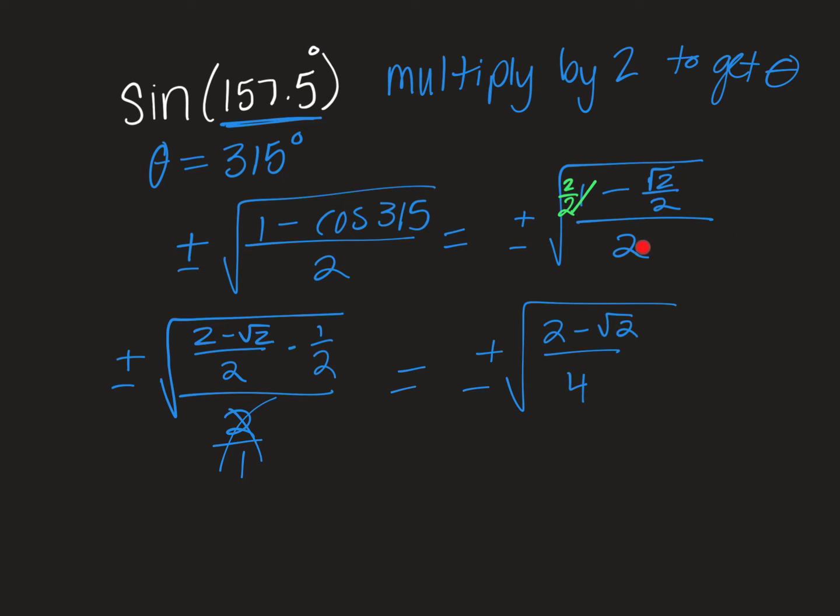And then we have it over this 2, which I made 2 over 1 because we want to flip it and multiply. So we're multiplying by 1/2, and that part goes away. So then 2 minus square root of 2 times 1 just stays the same. 2 times 2 is 4. And that's your answer.